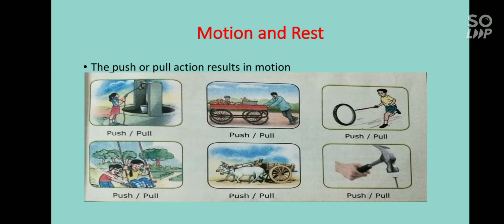And next one here. This boy is pushing the swing. By pushing, he is moving the swing forward. And here look at this man. He is pulling the bullock cart. By pulling it, he is making the bullock cart stop. So he is bringing his vehicle from motion to rest by a pull action.